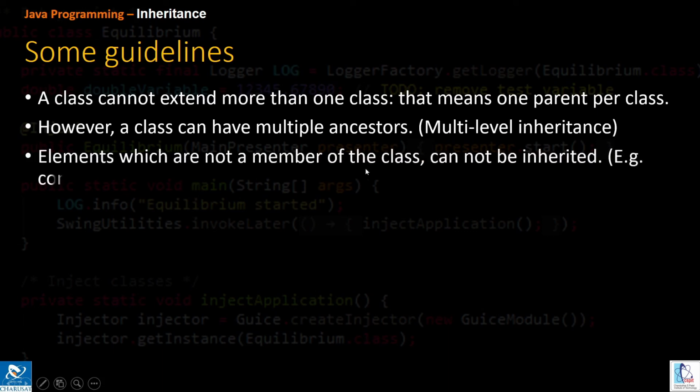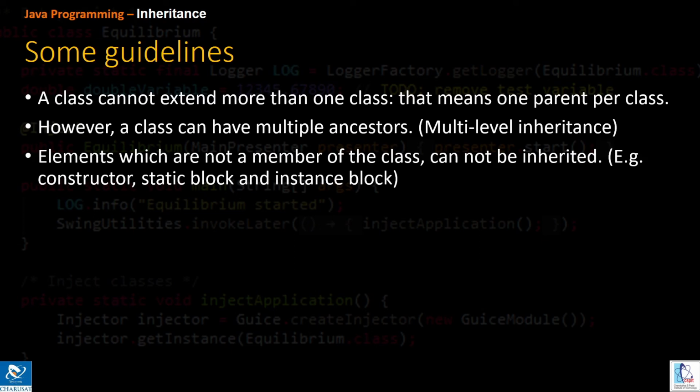Elements which are not a member of the class cannot be inherited. The constructor, static block and instance block are not members of a class. That means you cannot call all this stuff with the help of the reference variable of the class or the name of the class. That's why these are not considered members of the class. Only two things can be members of a class, and those are the data and the methods.